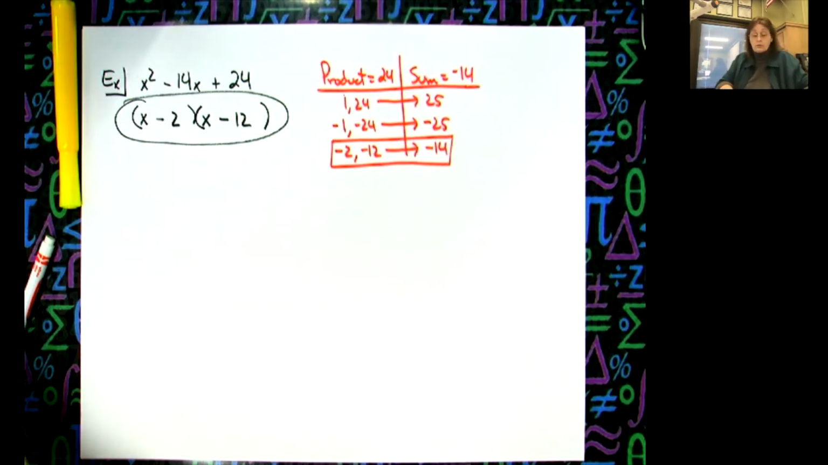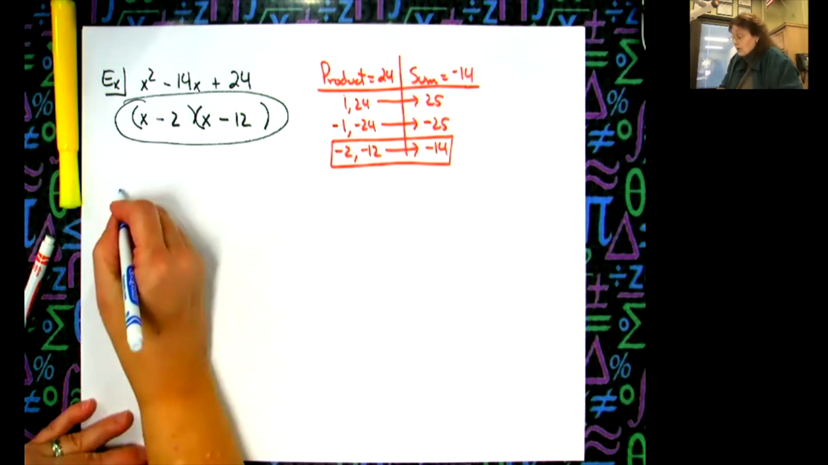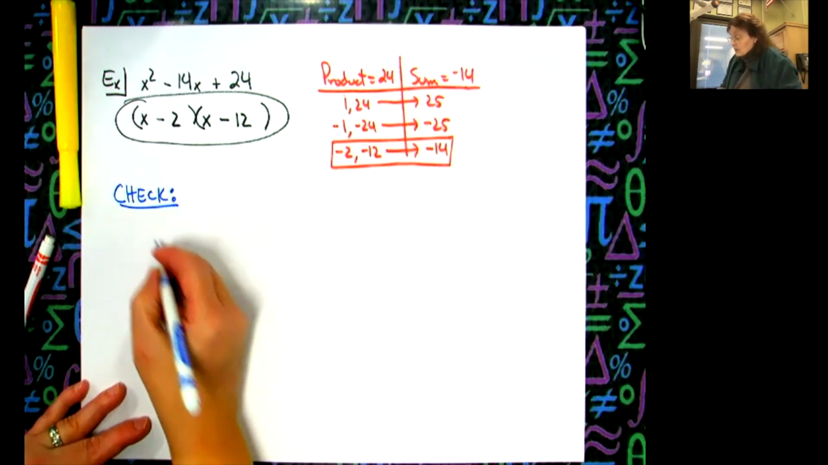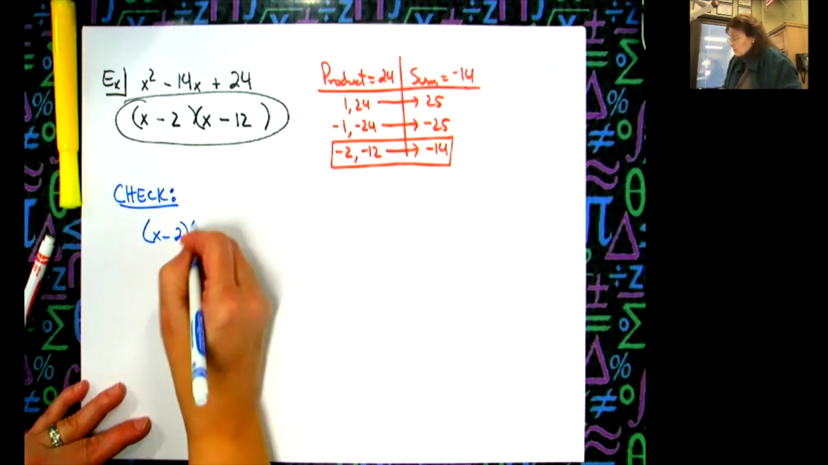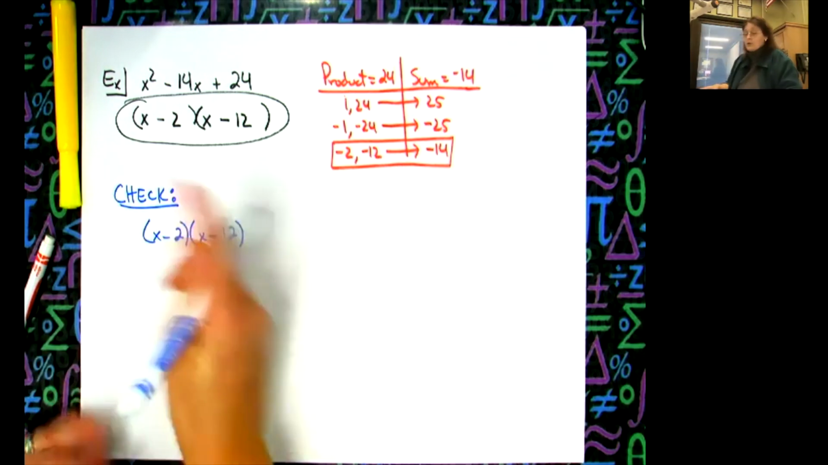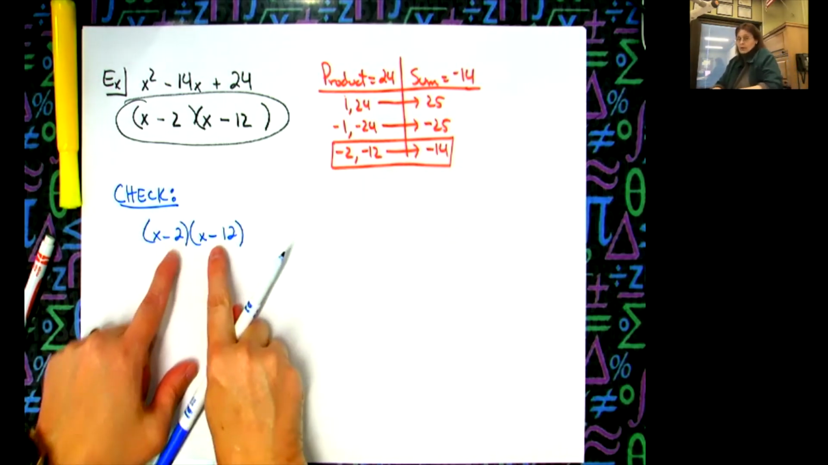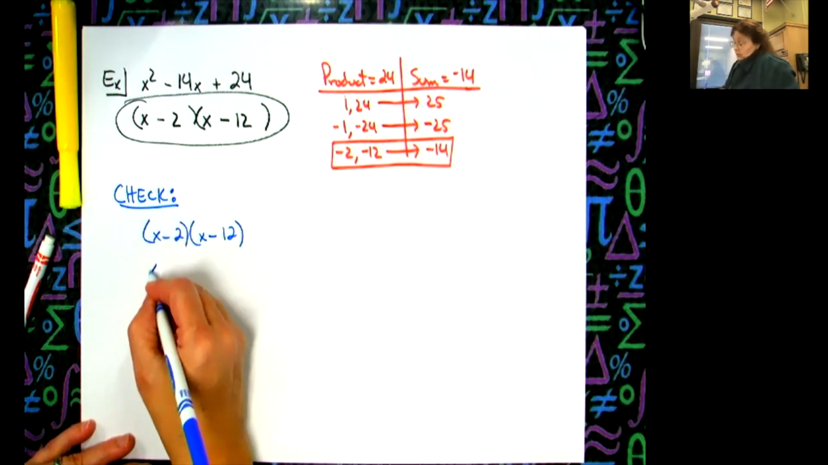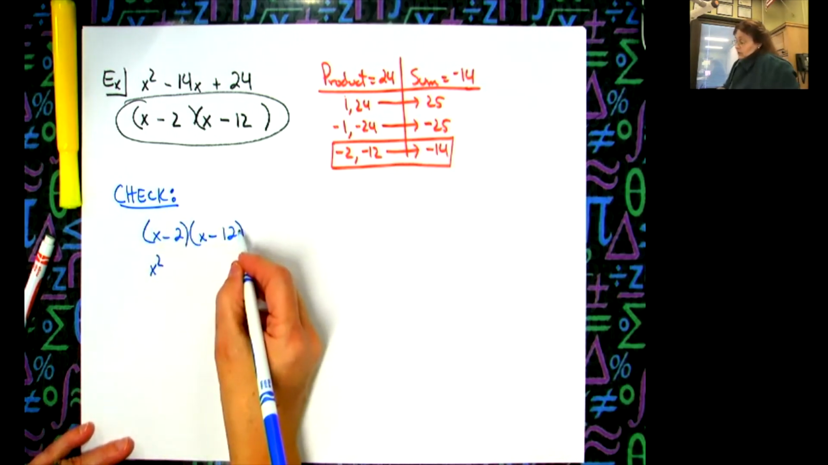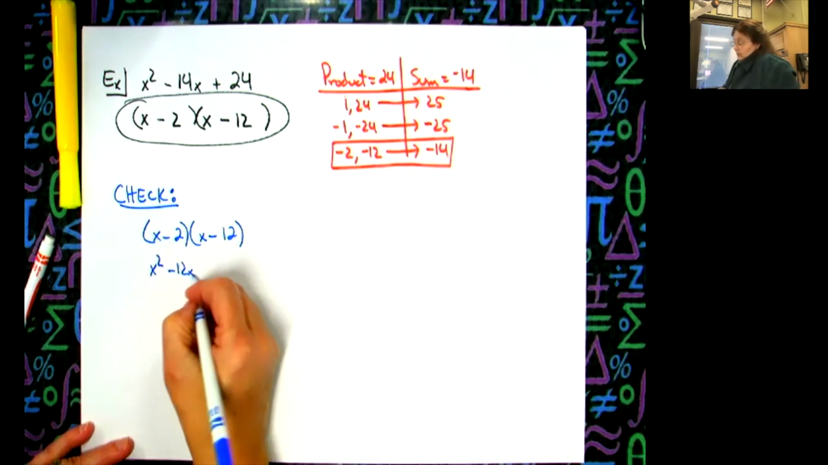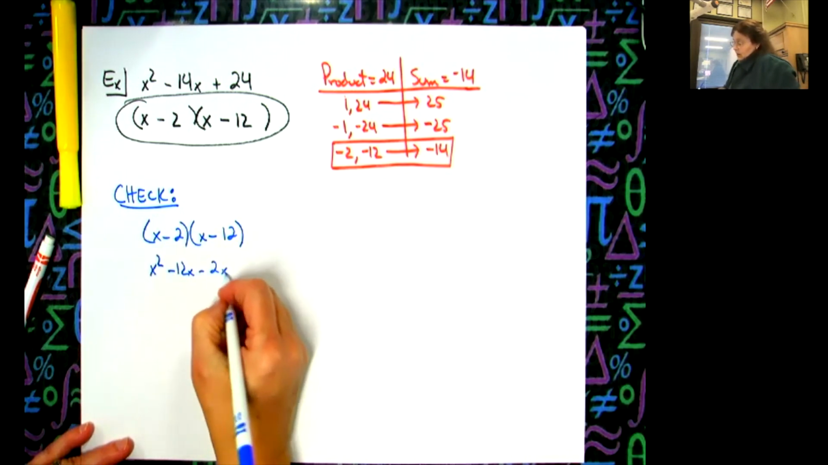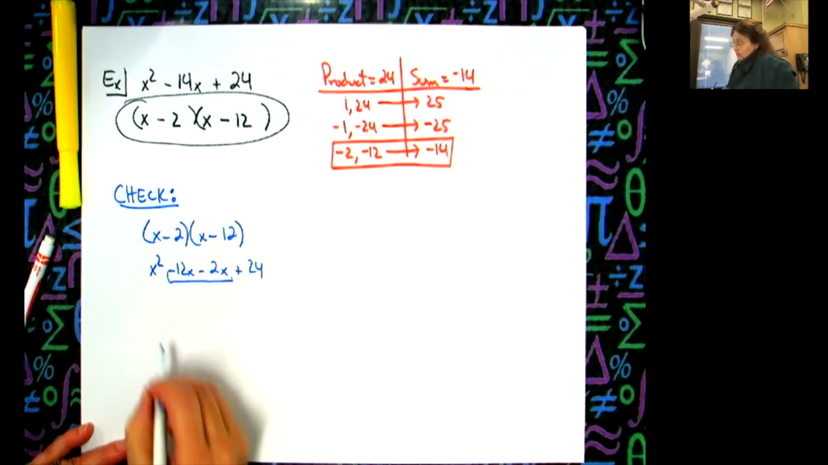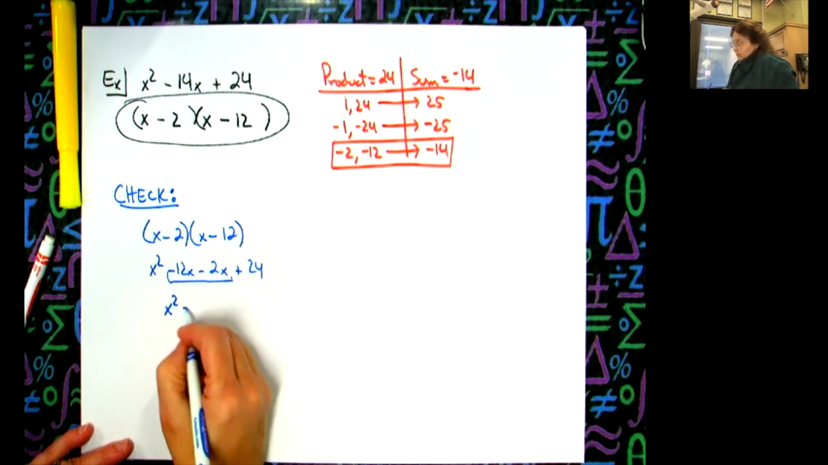Now let's go back to a check here, because I want to show you how this check works. So x minus 2 times x minus 12. You do have to make sure these signs match the way they need to be. If I FOIL this out, x times x gives me an x squared. Outside terms, minus 12x. Inside terms, minus 2x. Last terms, plus 24. Putting these two together gives me that negative 14 in the middle.